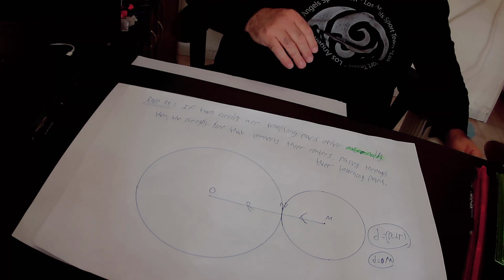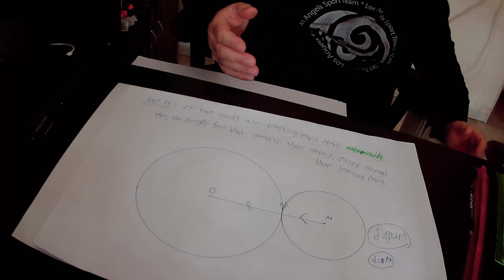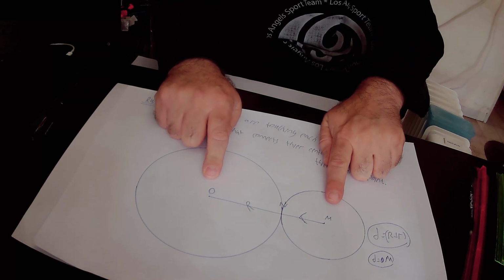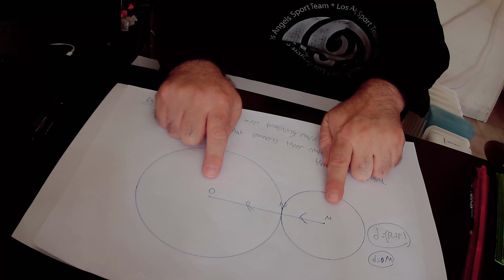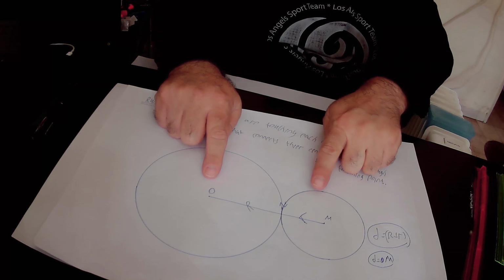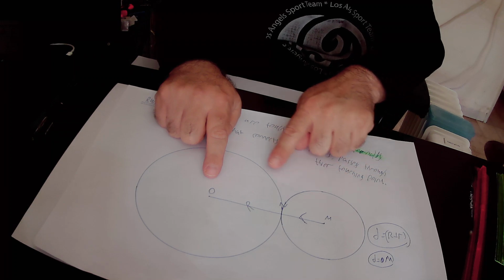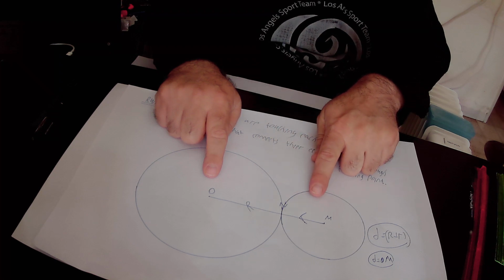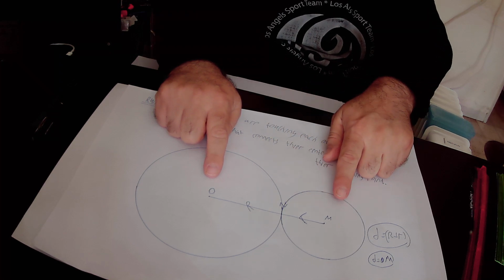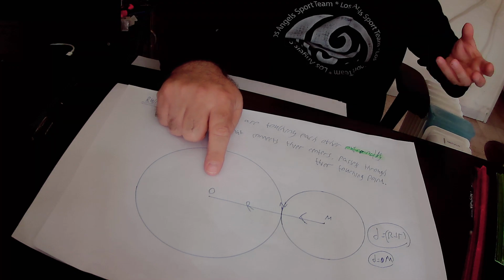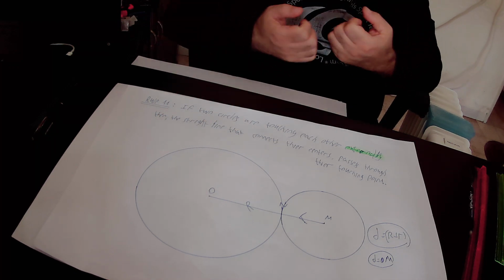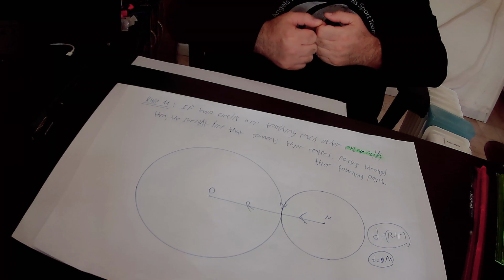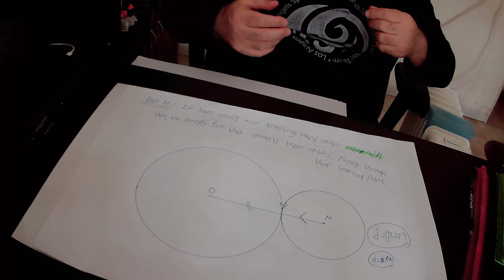According to rule number 11, what is the distance between their centers? The distance between their centers is OM. And what is the length of OM? D is the length of OM, and D equals ON plus NM. ON is capital R, NM is small r, therefore OM is capital R plus small r. That is to say, the distance between their centers is the addition of the two radii with each other.